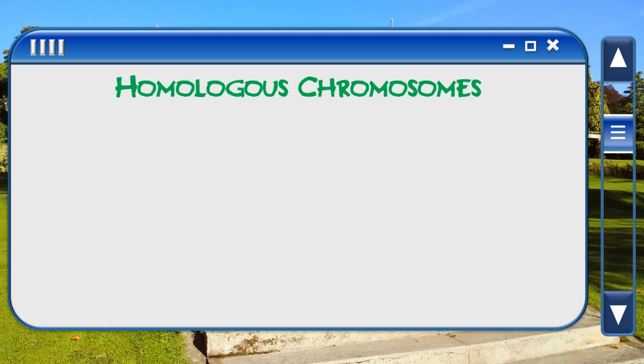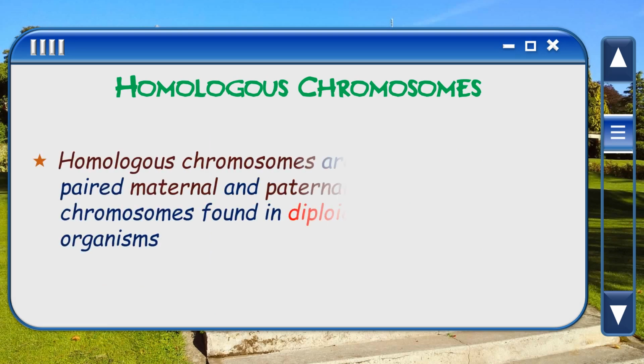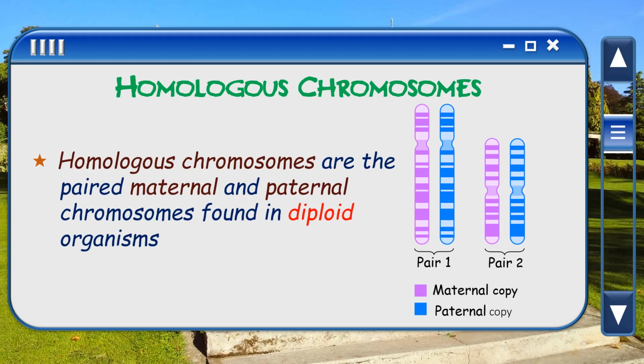Homologous chromosomes. Homologous chromosomes are the paired maternal and paternal chromosomes found in diploid organisms. So what we call homologous chromosomes are chromosomes that are paired, whereby one is maternal and the other is paternal. And these chromosomes, we find them in diploid organisms.